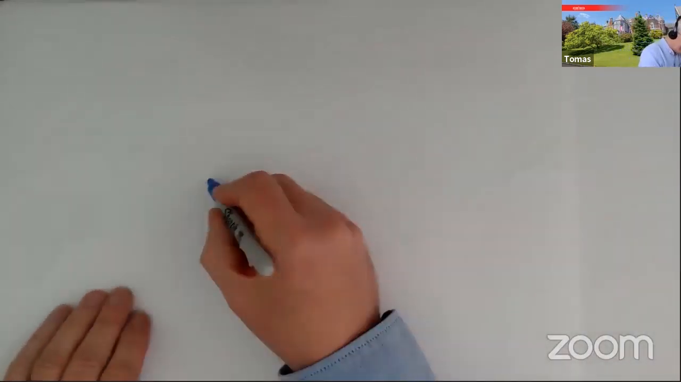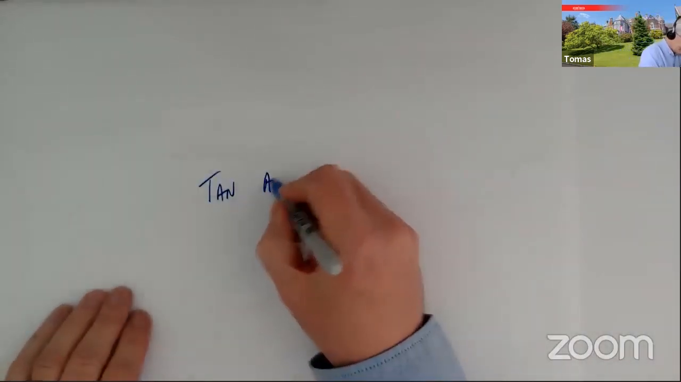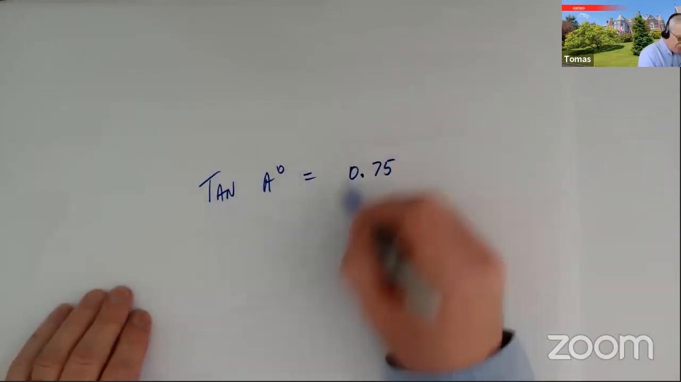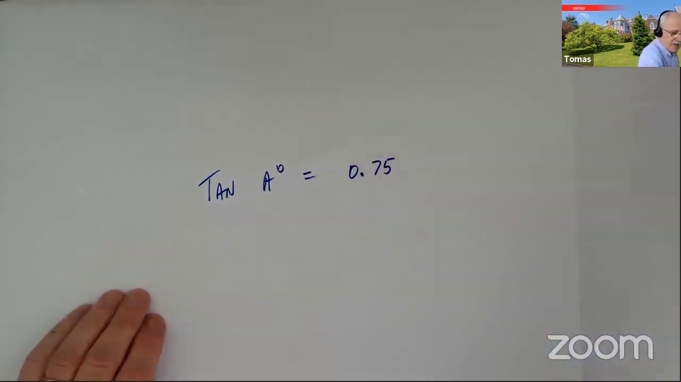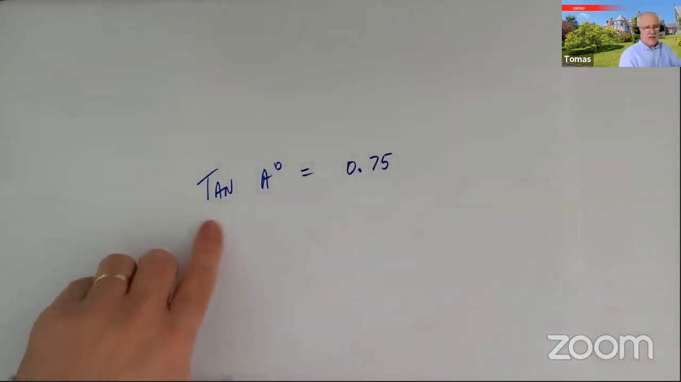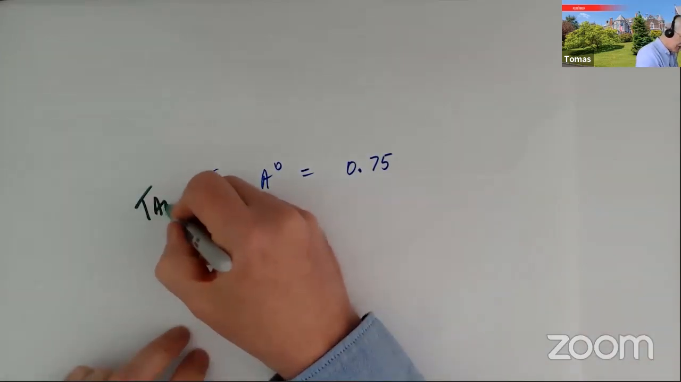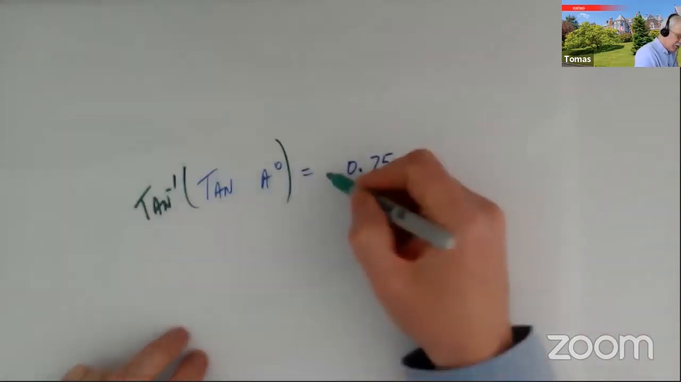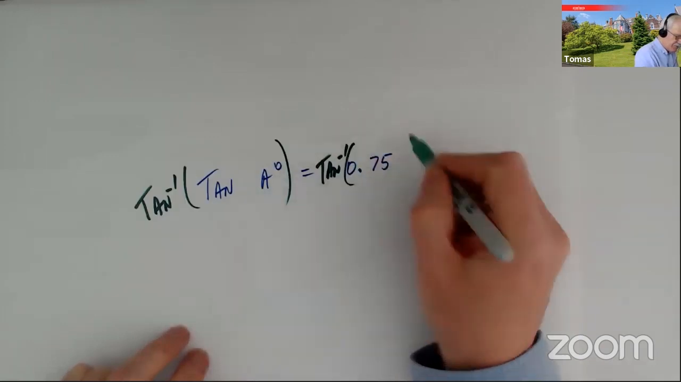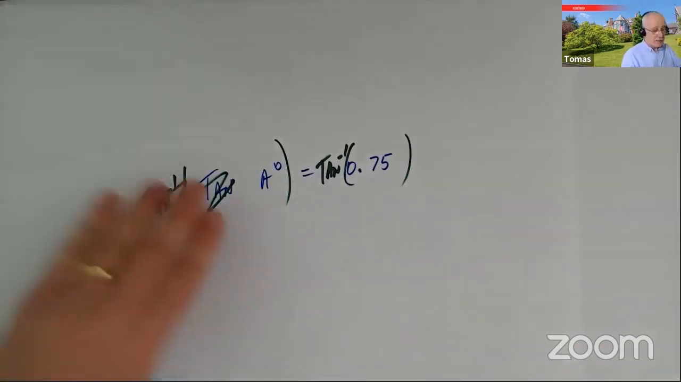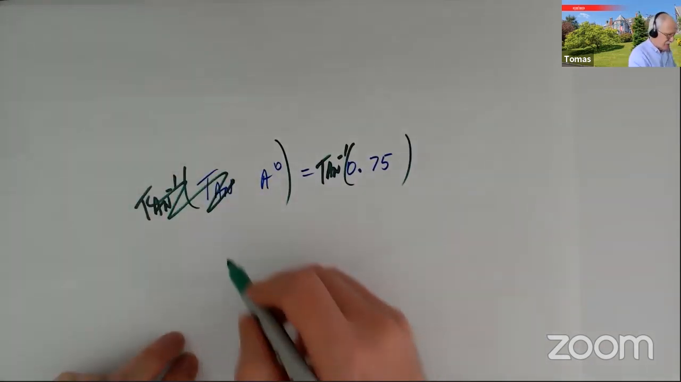I found that tan A is equal to 0.75. I'm looking for A. I don't like anything on the left-hand side except the answer. So I'm going to put in inverse tan here, and I'm going to put in inverse tan here. And they're all going to cancel. That's why I put it in. It looks ugly, but I did it to get rid of it.